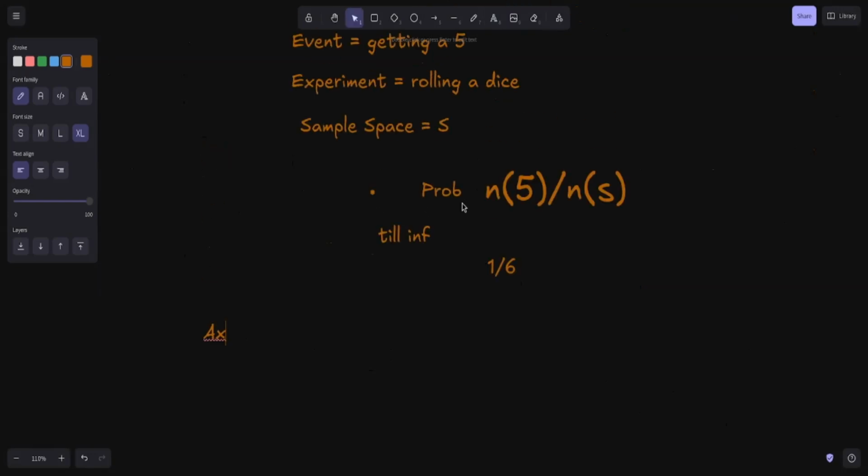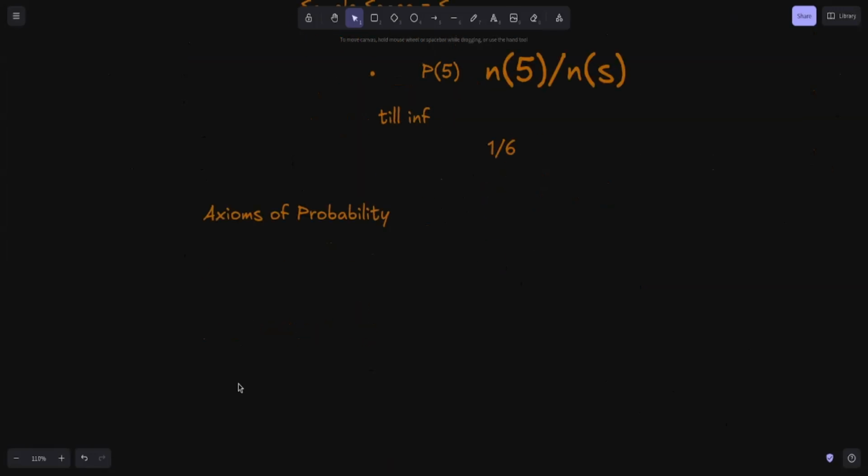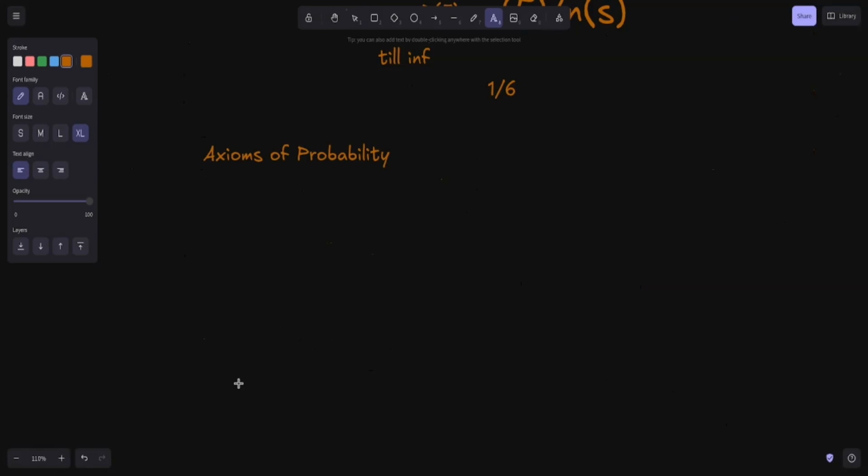So this is called my probability, or let's say P of, here it is 5, so we'll say it as P of E now. So we have three axioms of probability. Okay, so axioms of probability, what do these probability axioms say? So first axiom says probability of E is always between 0 and 1. So P of E is between 0 and 1 always.